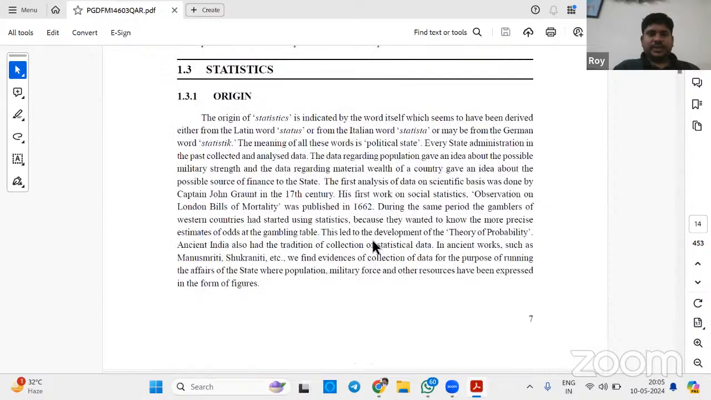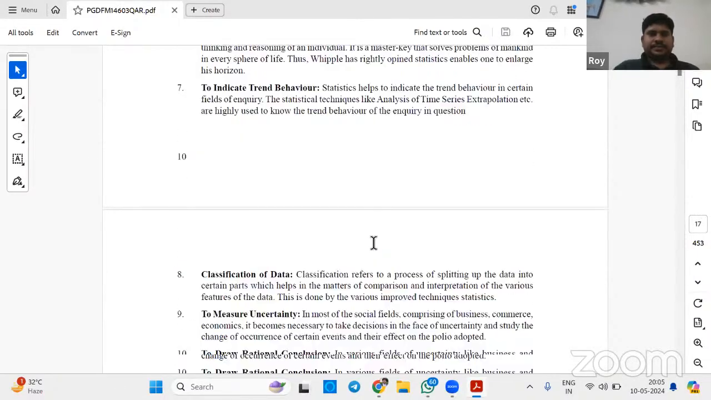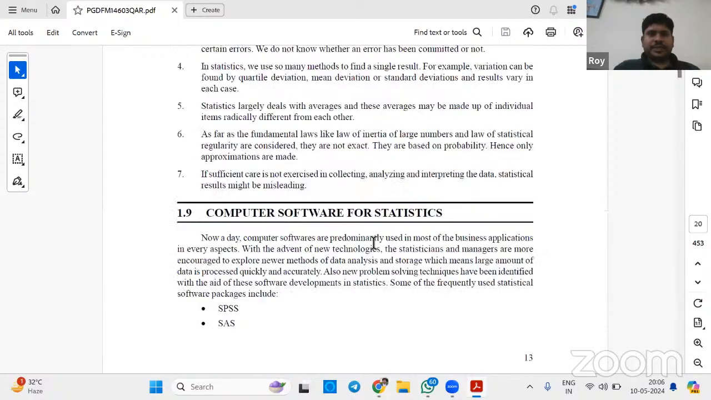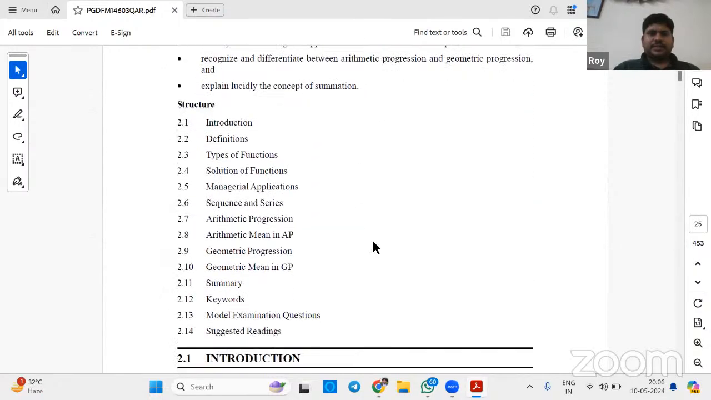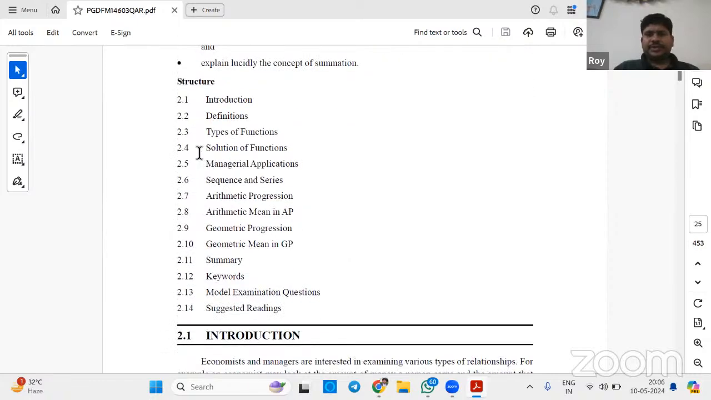In unit one, we learned about these things, and from unit two, we started these functions and progressions. What are the types of functions we have? We learned about solutions for the functions. We understood the relationship between them. Before going to arithmetic mean, what is sequence and series? After that, we learned about arithmetic progression, what the mean is, and how to calculate the mean in that. And we learned about geometric progression, and what progression means.